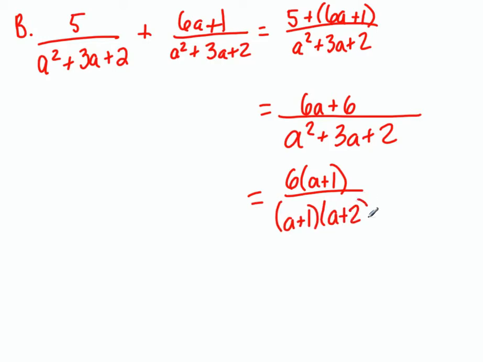Look at that. Oh, 5 plus a plus 1. The a plus 1 crosses out over a plus 2. Yeah. Does that make sense? Yeah.